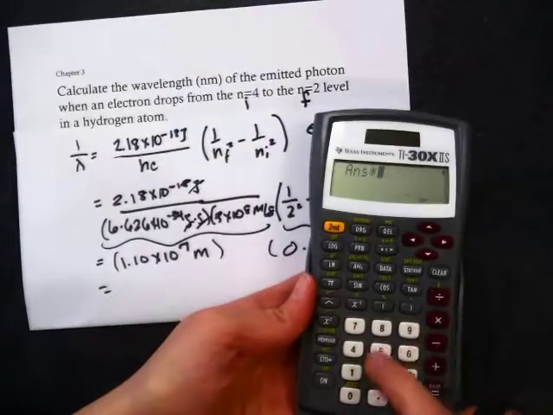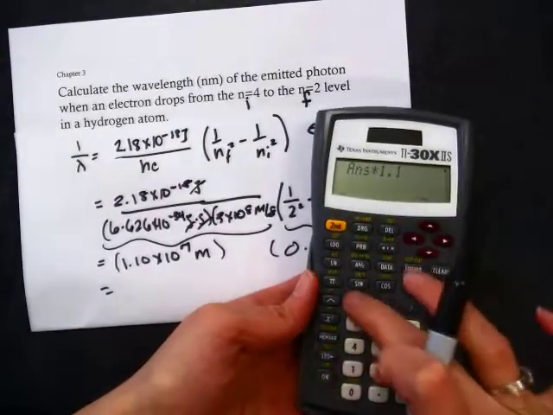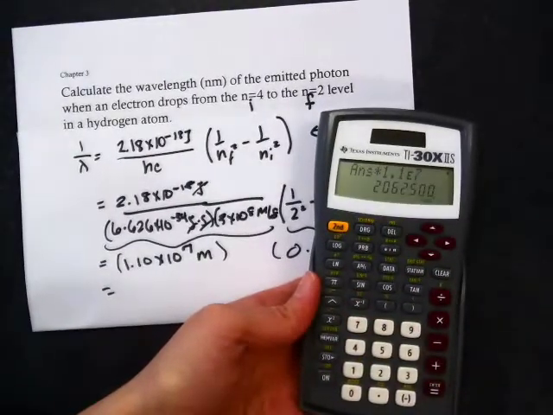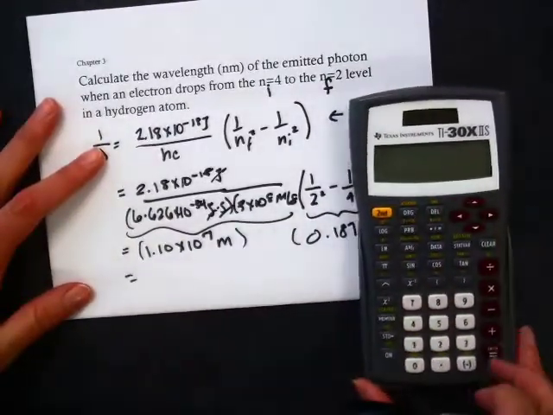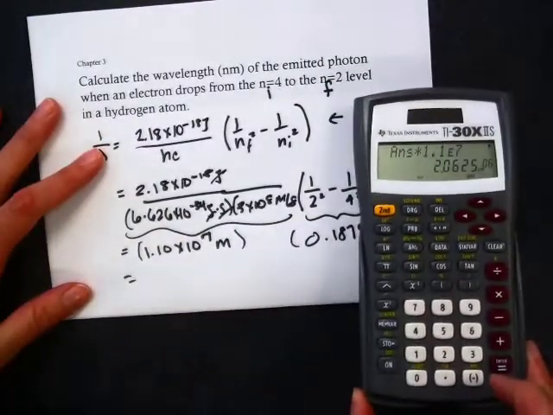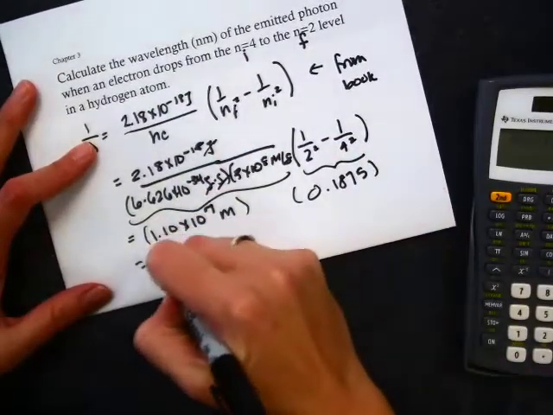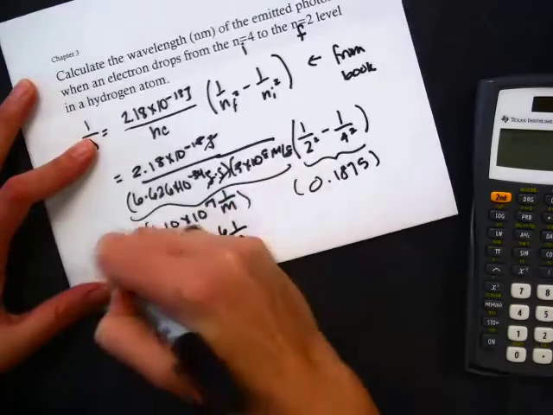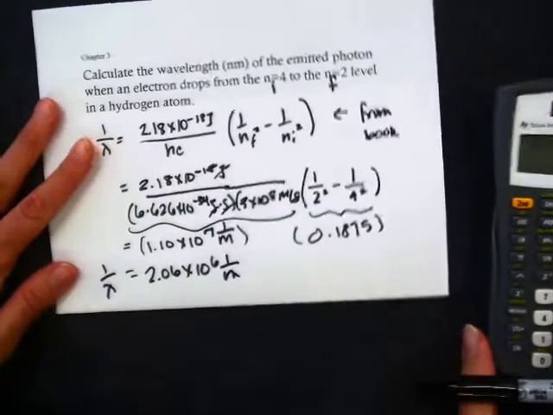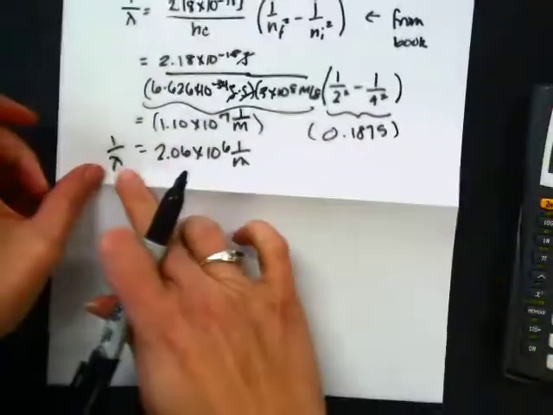All right, so I'll multiply those together to get a number. That's not my final answer, but that's 1 over the wavelength. All right, so 2.06 times 10 to the 6th. All right, there I go. I fixed the meters. Okay, so 1 over meters, that's 1 over the wavelength.